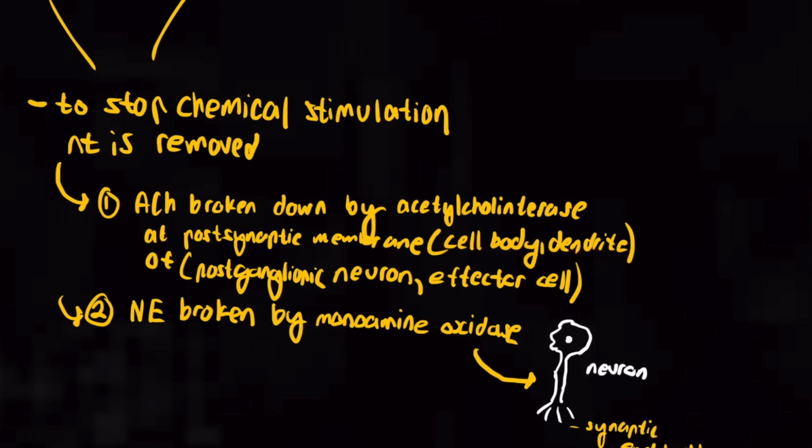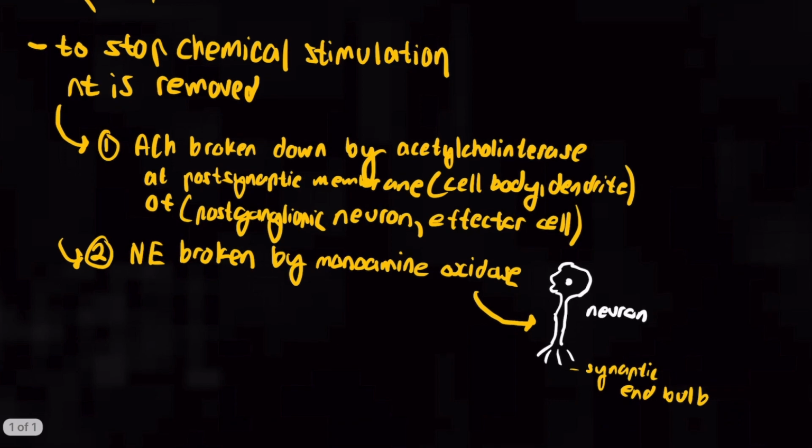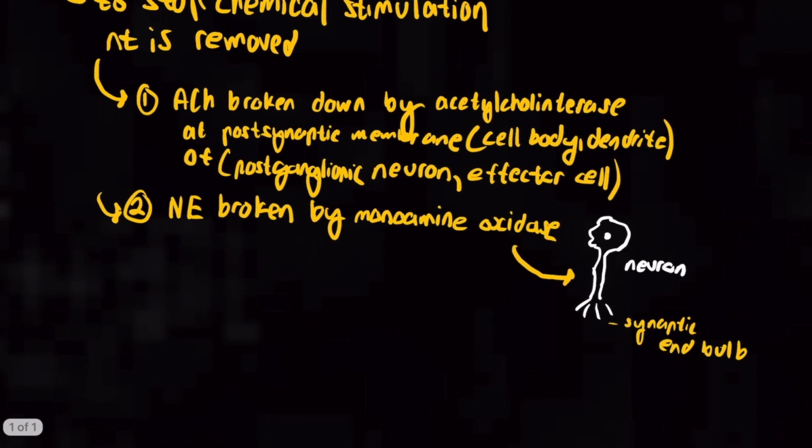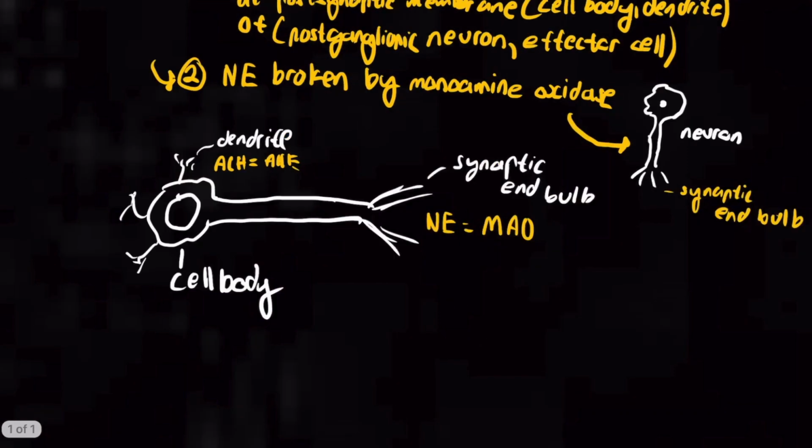So here's a neuron, right? Cell body, then like the dendrite there. That's where this will be broken down. Or norepinephrine can then be broken down by monoamine oxidase, which occurs at the synaptic end bulb of the neuron. So that would then be broken down here. I will show you a better illustration of this.